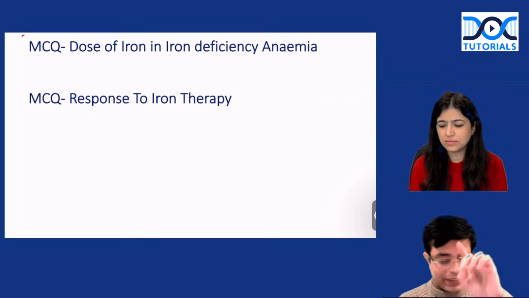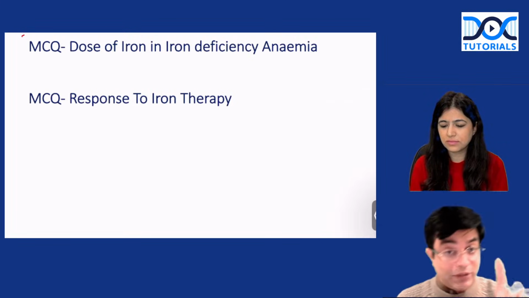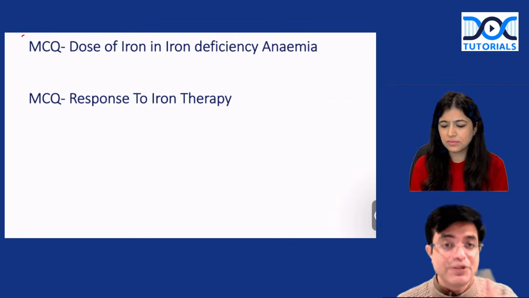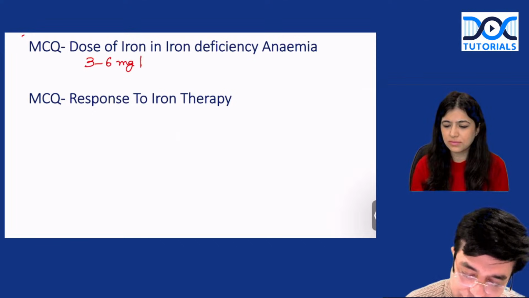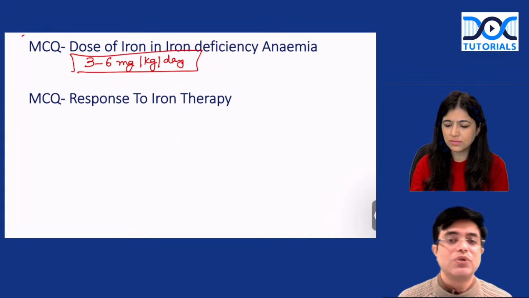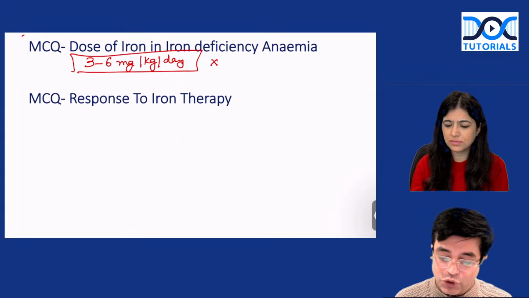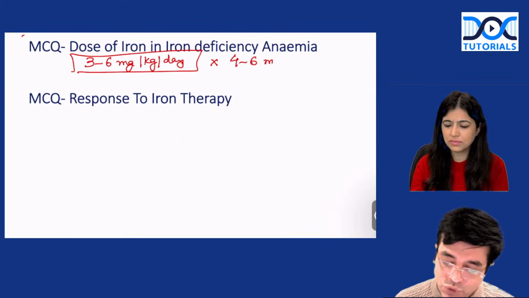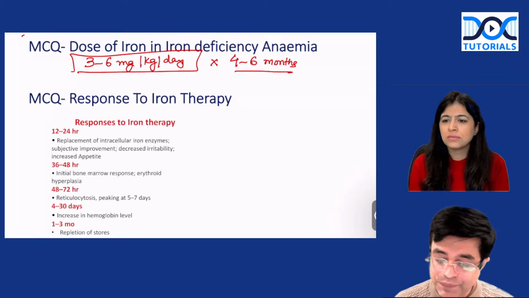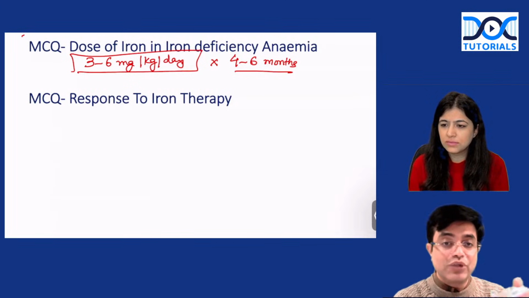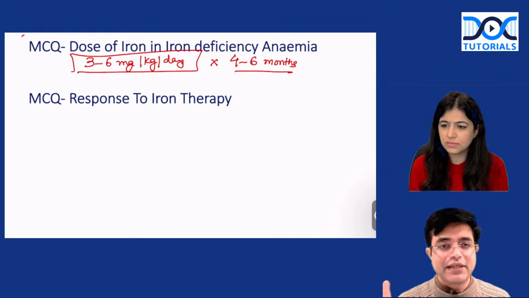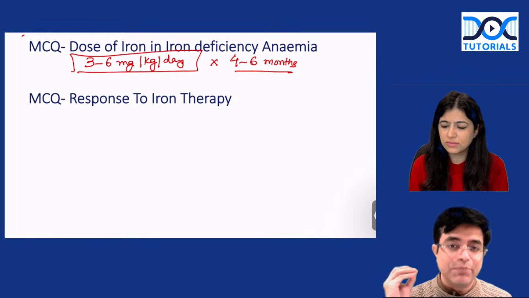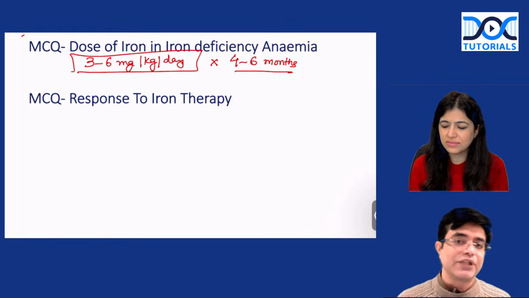What is the dose of iron in iron deficiency anemia? The dose you have to remember, the dose was asked in mg per kg, 3 to 6 mg per kg per day. If you remember this dose, it's a NEET PG PYQ. It needs to be given for 4 to 6 months. According to OPGI as well as Nelson textbook, it takes about 2 to 3 months for hemoglobin normalization. Another 2 to 3 months are needed for ferritin stores to be replenished. So total duration is 4 to 6 months.